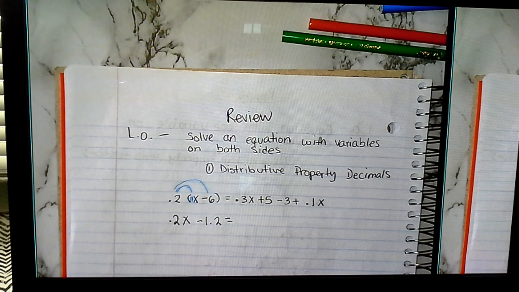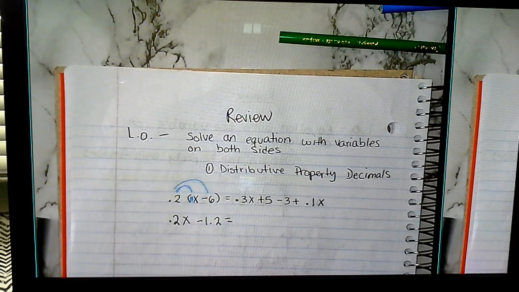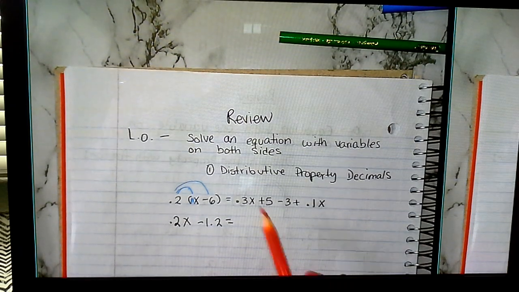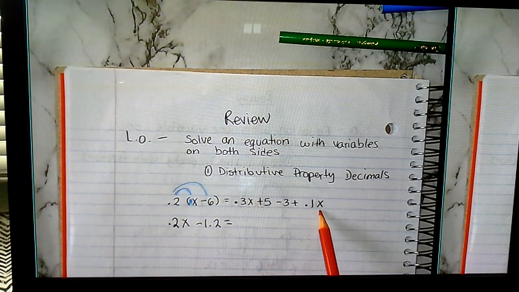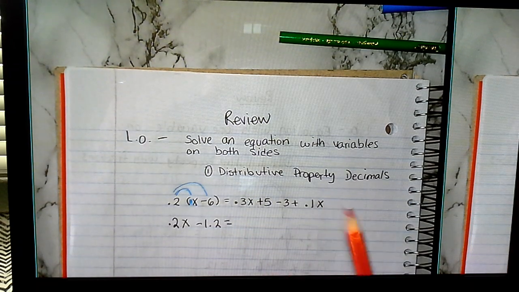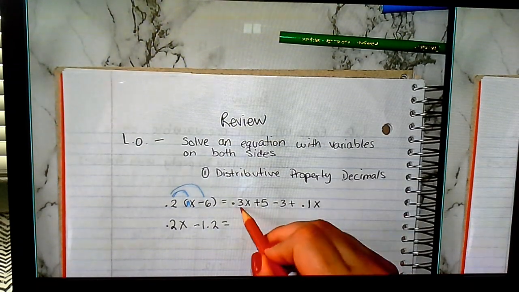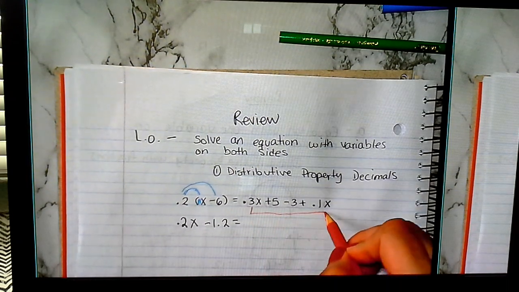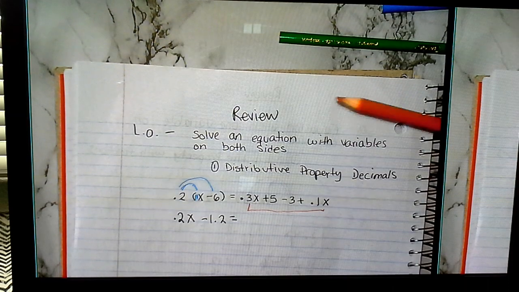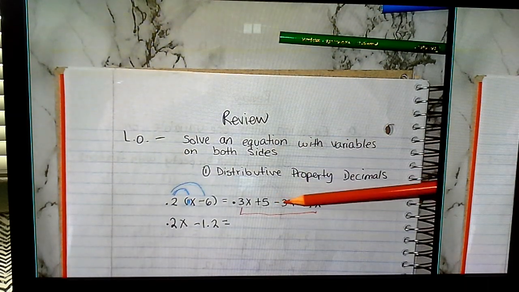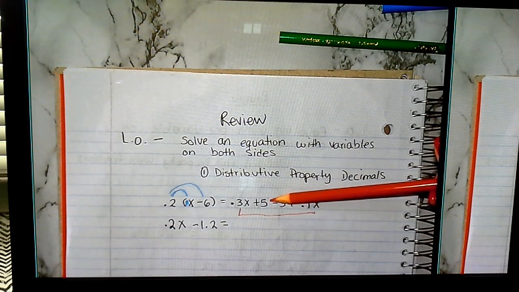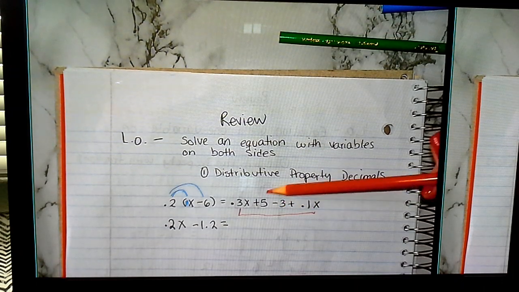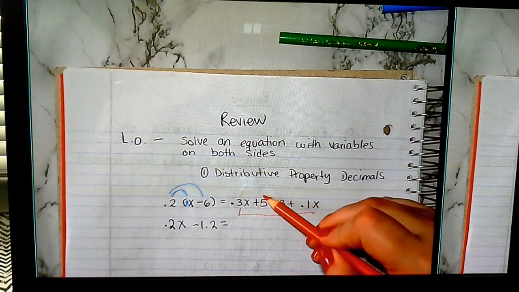I'm going to use my red color pencil because I'm going to combine like terms. And if you remember, like terms have the same variable to the same power. So if I look at that, this term here has an x, and so does that term. They both have an x. They both have the same variable to the same power. So I'm going to end up combining these two. But if you look at this, we also have another set of like terms. We have 5 and negative 3. They don't have a variable because you don't see it. It would be an x to the 0 power. So these two are like terms. So I'm also going to combine these two.